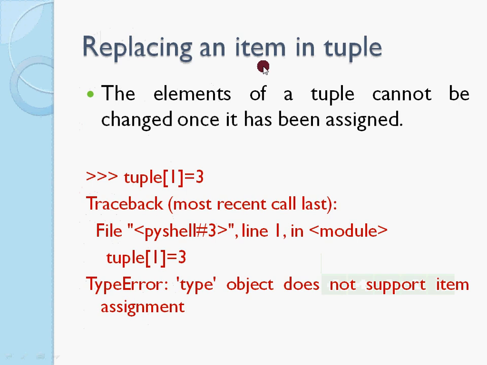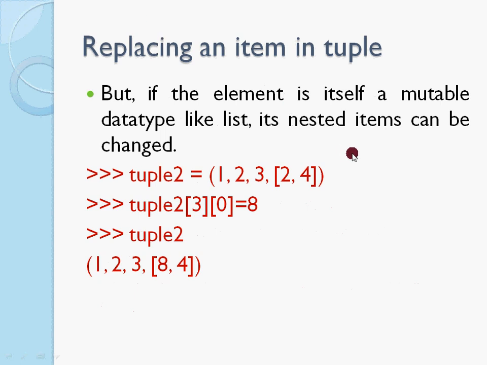Since tuples are immutable, the value assigned in the tuple cannot be changed. So we cannot use the assignment operator like this. If I say tuple of 1 is equal to 3, then it will generate this type error. But an element itself can be of a mutable type. In case a tuple possesses a list as its nested item, then we can change the elements inside this list. This can be done with the index operator and nested indexing.